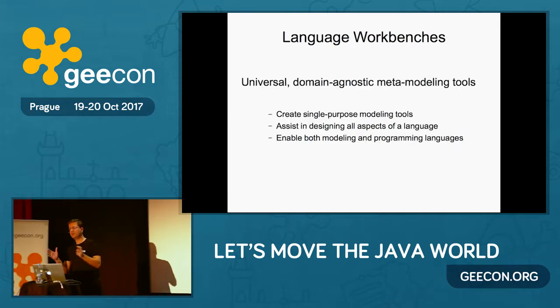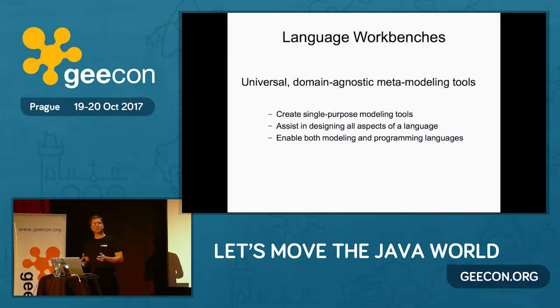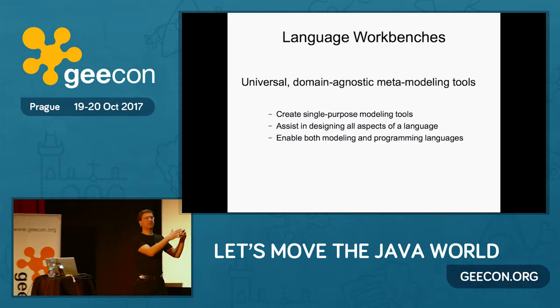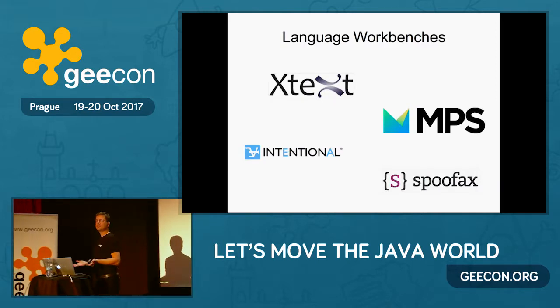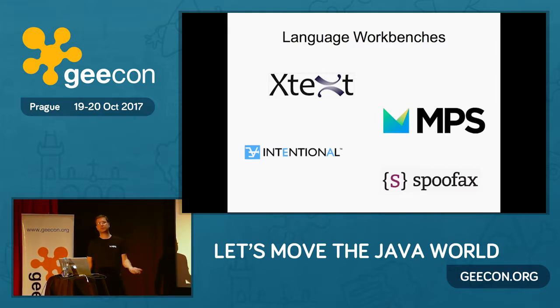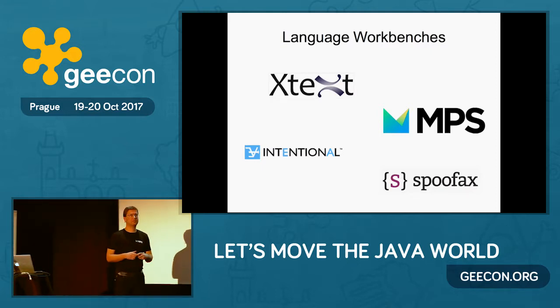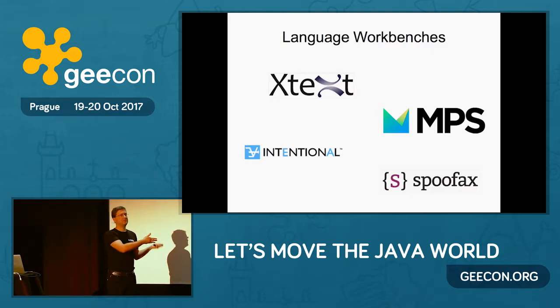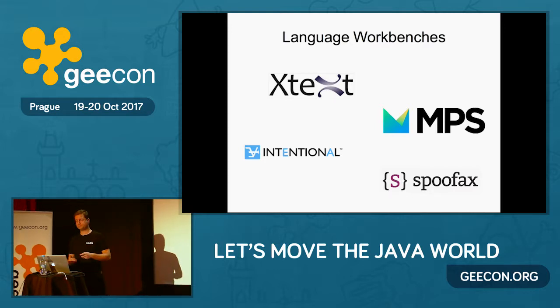So just to wrap it up, language workbenches are universal domain-agnostic meta-modeling tools. So like factories for IDEs, or factories for languages and tooling around them. And there are several on the market. Some of them are open source, some of them are commercial. MPS is one of the open source ones, so you can grab MPS from GitHub or download it and use it for free, even on commercial projects. And obviously that's the tool I know best because that's the tool I work on. So I'll be speaking mostly about MPS, but the other tools allow you to do very similar things.